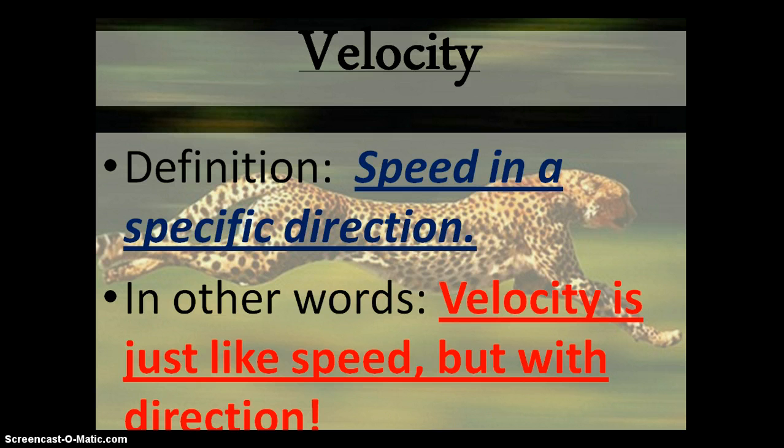Alright, velocity is defined as speed in a specific direction. In other words, velocity is just like speed, but with direction. We've already learned that speed is distance over time, so with direction that can include north, south, east, west, left, right, and so on.